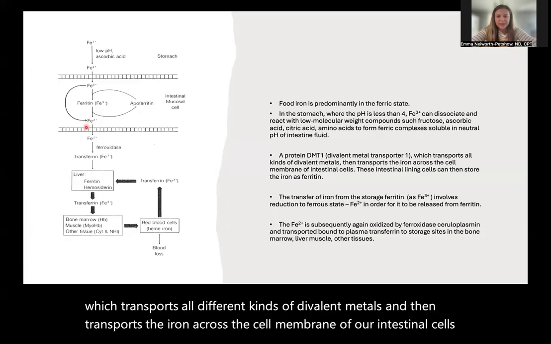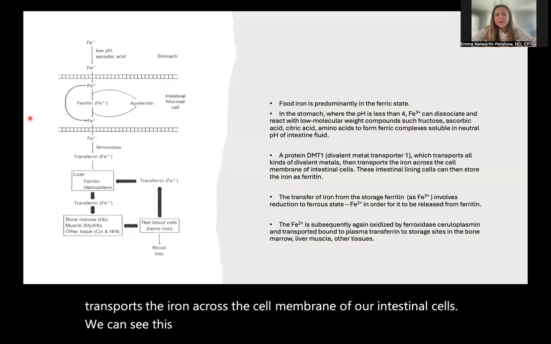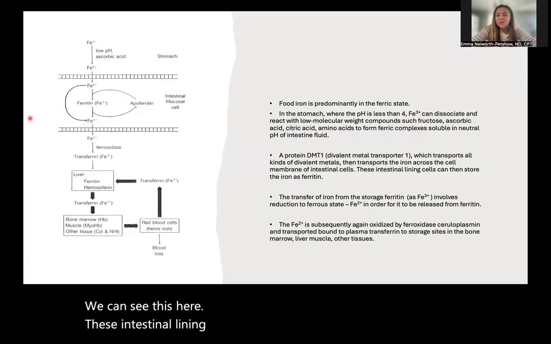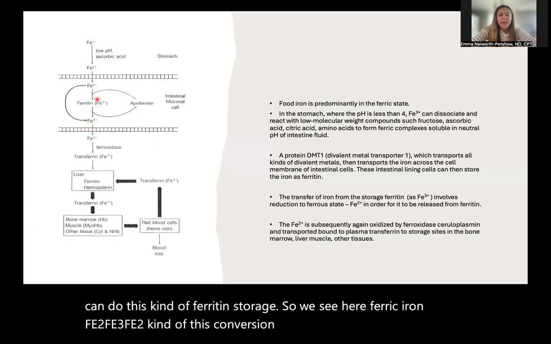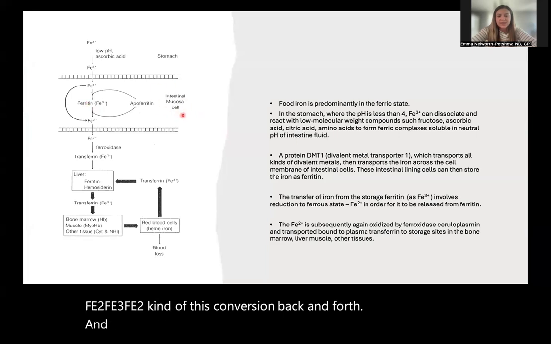We can see this here. These intestinal lining cells can then store the iron as ferritin. So we can do this kind of ferritin storage. So we see here ferric iron, Fe2, Fe3, Fe2, kind of this conversion back and forth. And ferritin can be stored in these intestinal mucosal cells if needed.